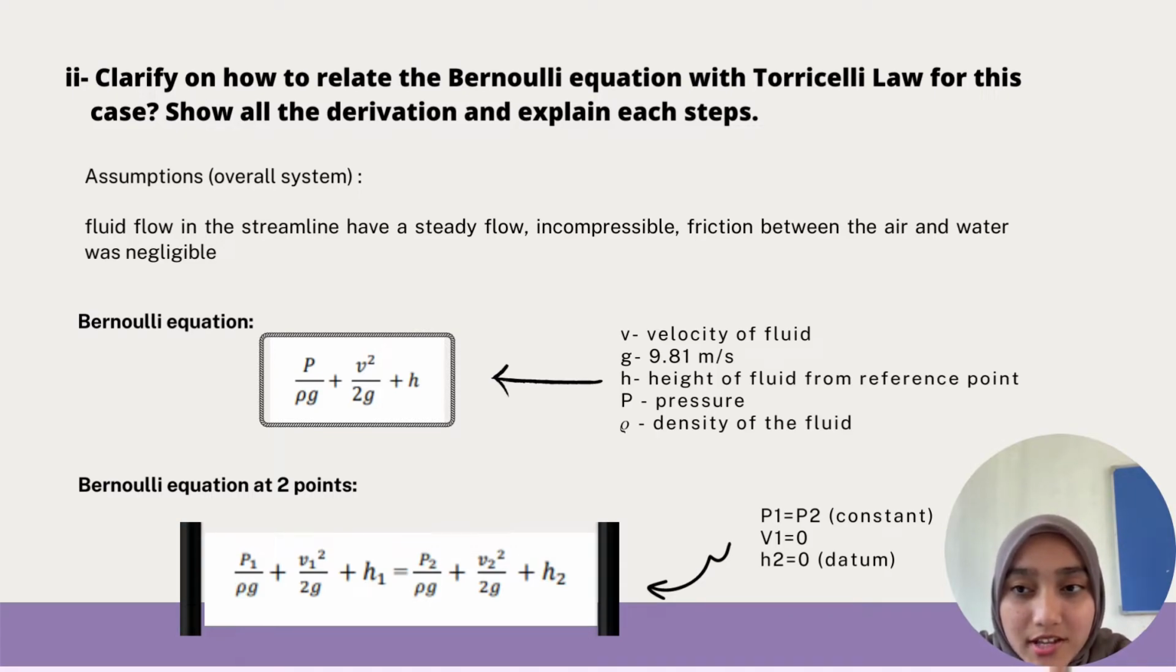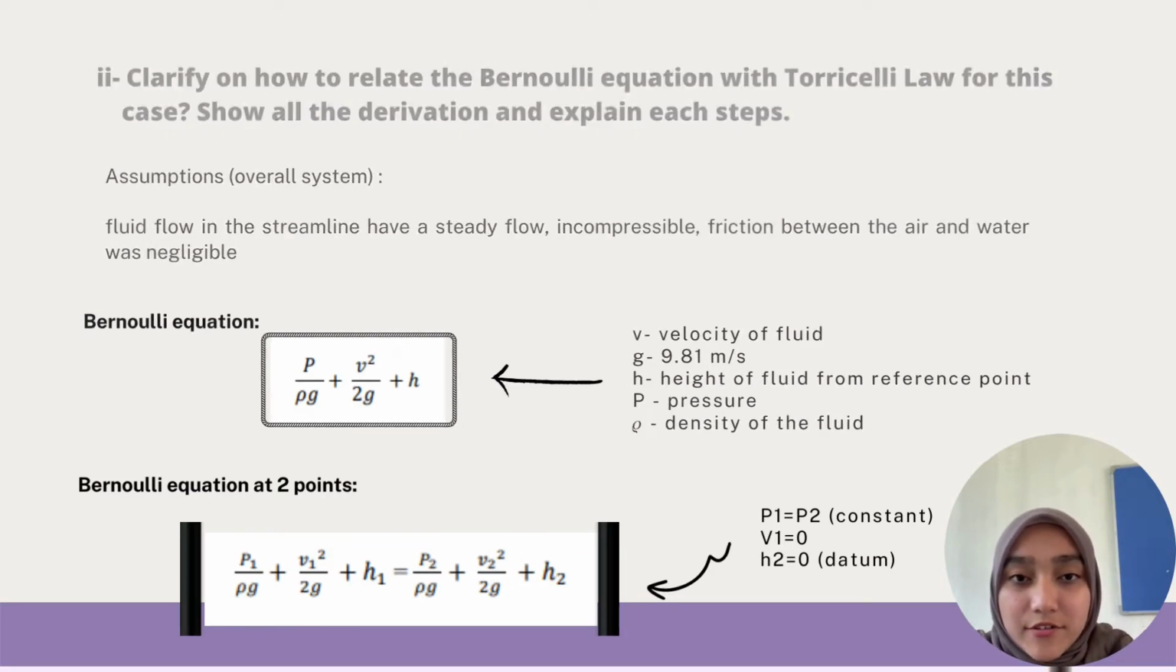Next, it started with the derivations from Bernoulli equation. Bernoulli equation stated that V is the velocity of the fluid, G is the acceleration of gravity, which is 9.81 meter per second squared, H is the height of fluid from the reference point, P is the pressure, rho is the density of the fluid. Then when applying Bernoulli equation at 2 points, pressure at point 1, P1, and pressure at point 2, P2, were considered as constant at atmospheric pressure, which is equal to 0 and can be cancelled out. Velocity at point 1, V1, was assumed to be near 0 and can be neglected, and H2 was assumed as 0 since point 2 was set as the datum, which is a reference point.